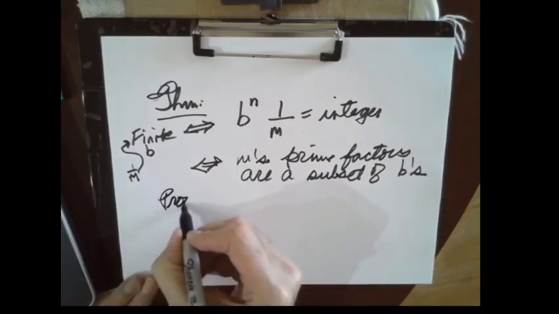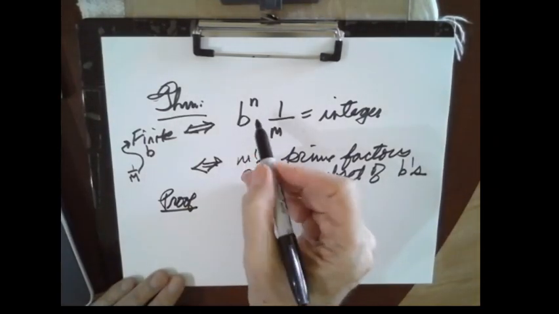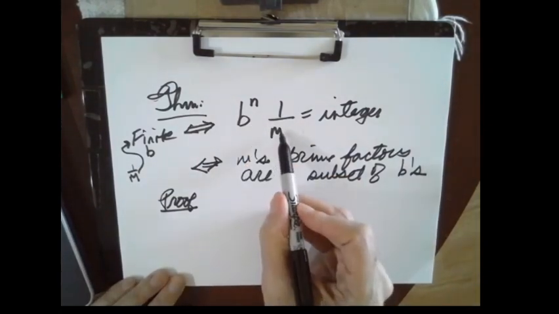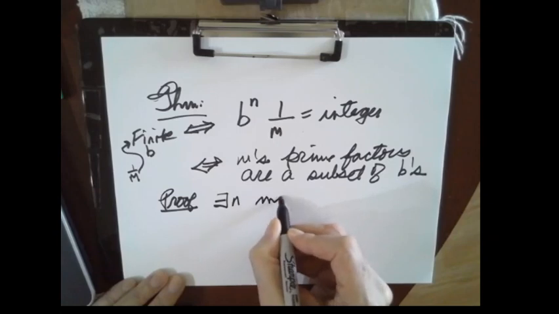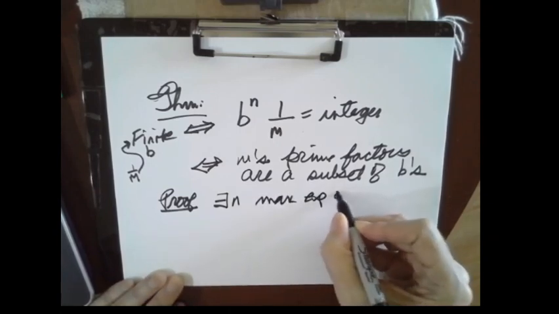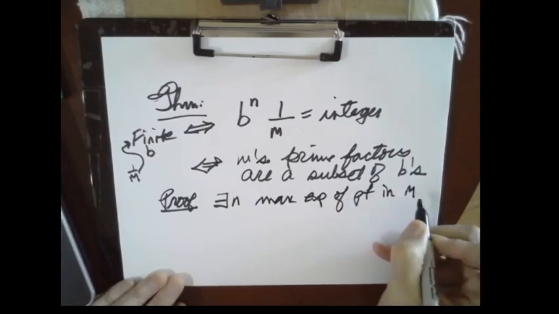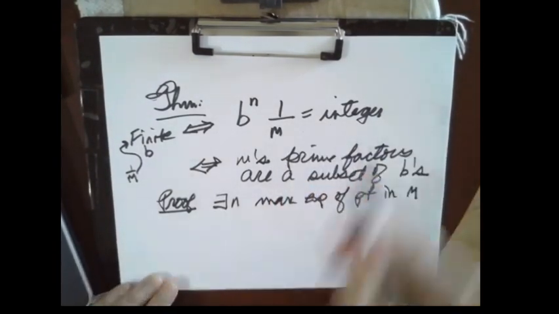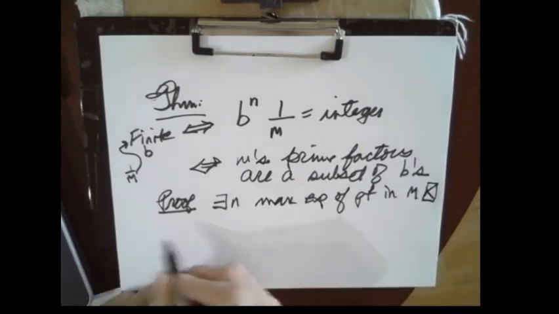Okay, I guess this is a proof. This seems kind of tautological. That's kind of the beauty of it. M's prime factors are in B. So there exists an n, which is the max exponent of the prime factors in m. They're going to wipe them all out, and the denominator is going to go, and you're going to be left with an integer. All right, so kind of obvious, the end of that.